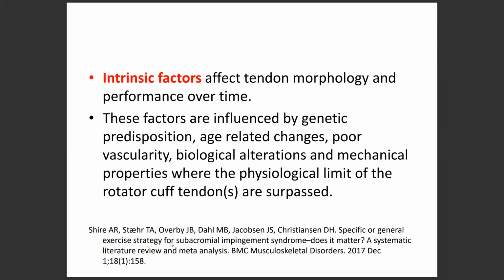Intrinsic factors affect tendon morphology and performance over time. These factors are influenced by genetic predisposition, age-related changes, poor vascularity, biological alteration, and mechanical properties where the physiological limits of the rotator cuff tendon are suppressed. On poor vascularity, we talked about how there are some areas where the blood supply is very low, almost absent. It is an avascular zone, which is known as the critical zone or watershed region.